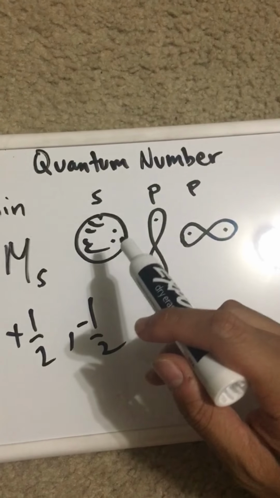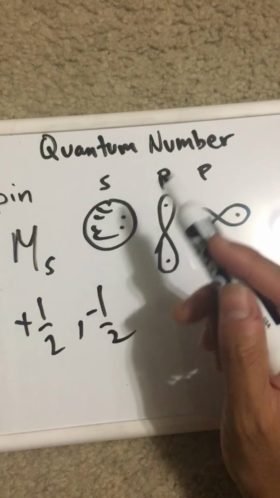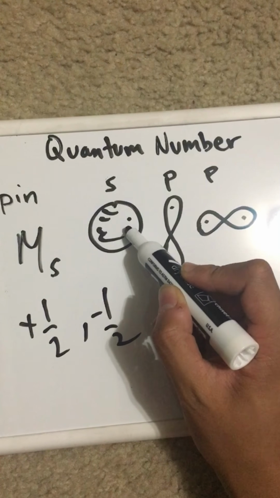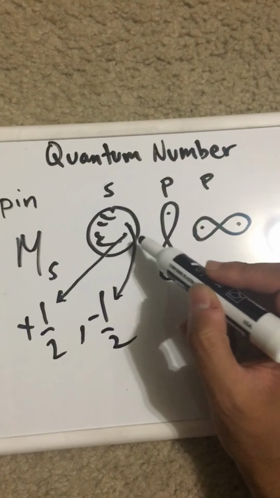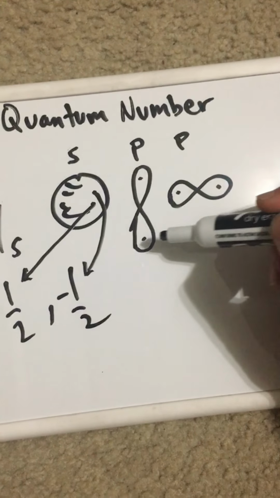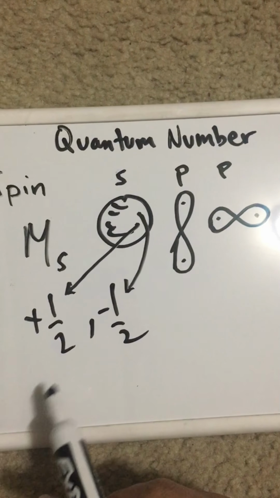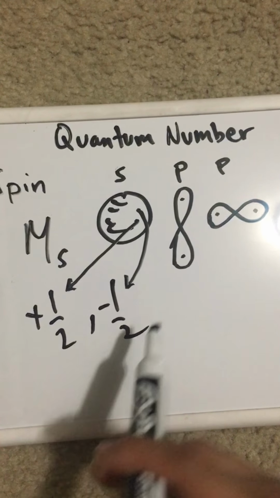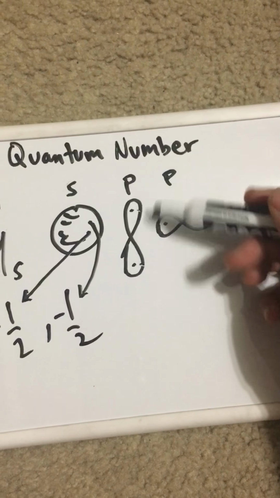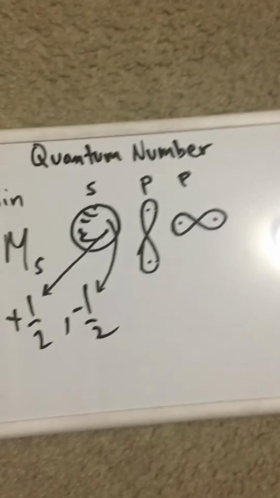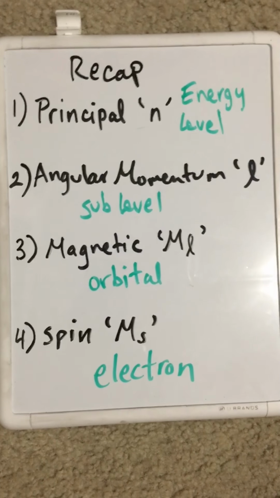Okay, so we know we have 6 electrons, and they have to spin differently in each orbital. So this one will spin +1/2 and this one will spin -1/2. So now we know which electron we're talking about. And it could be either or. One of the electrons just has to be this and the other one just has to be that. And so for the p orbital, this could be +1/2, this could be -1/2, or vice versa, and same goes for these two. I just wanted to have a short little recap of all the quantum numbers that we've learned.